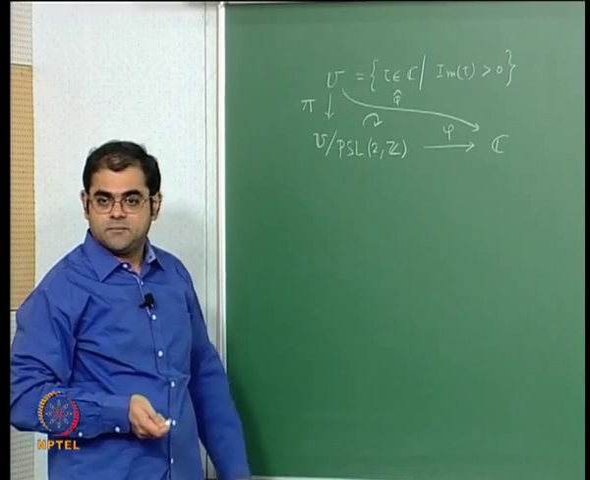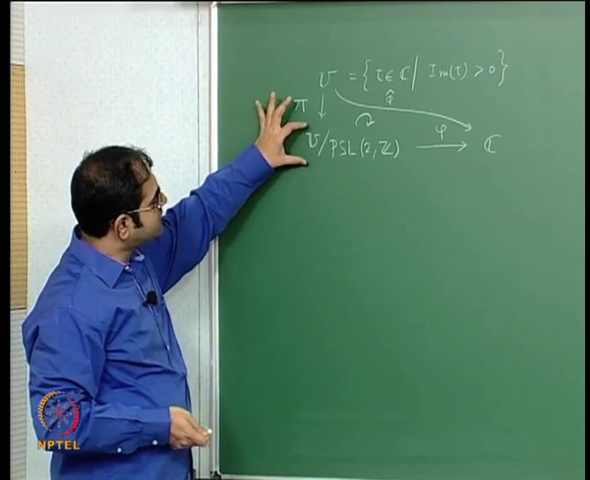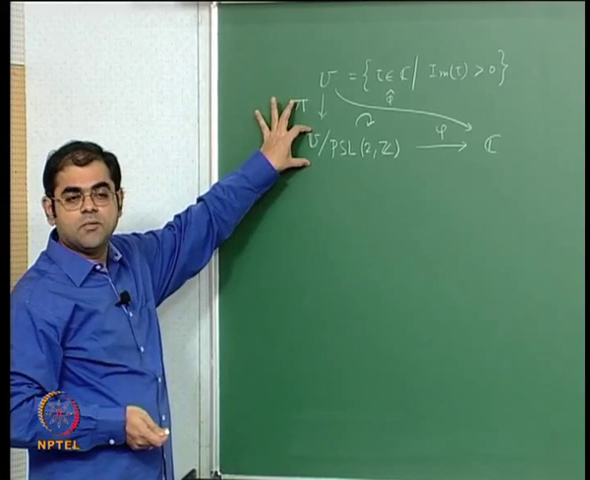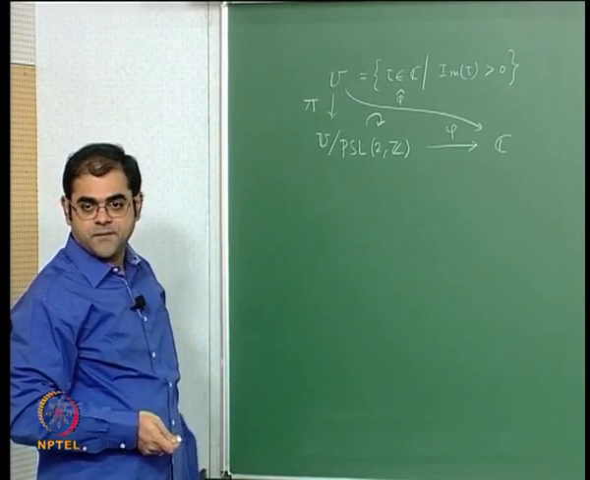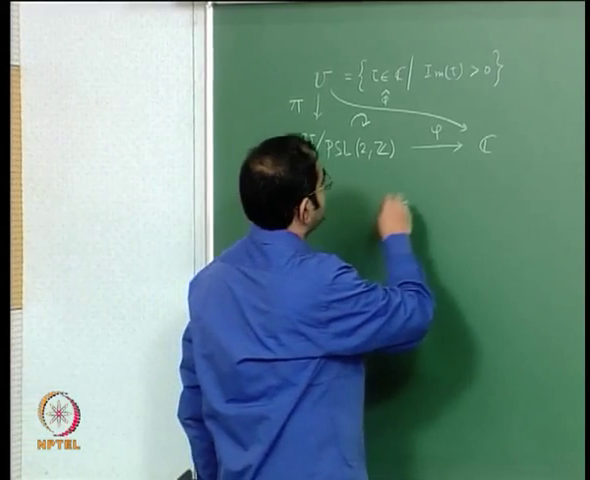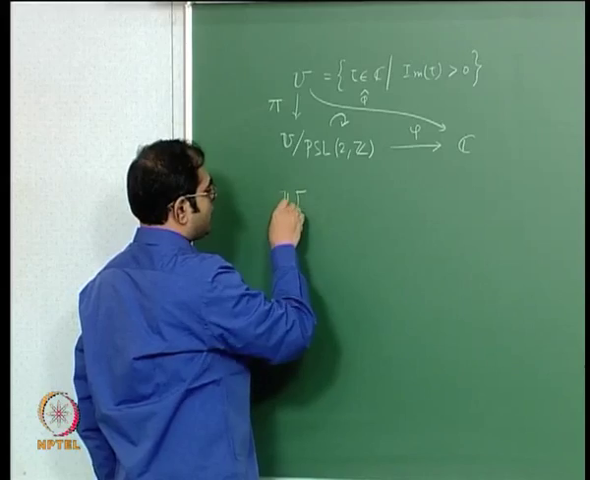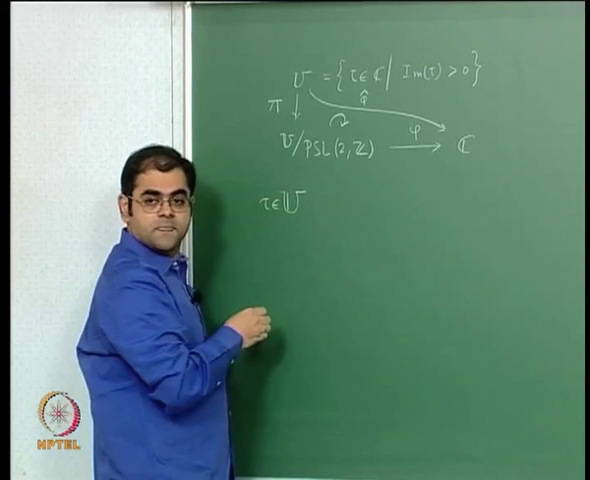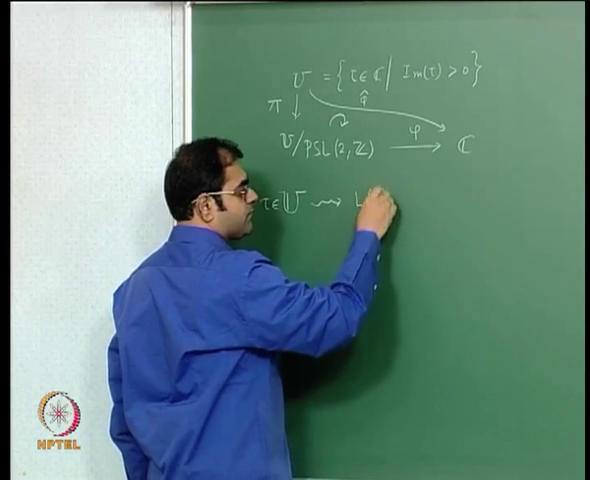So what does this mean? Let us go back and try to understand what this set U mod PSL2Z was originally, where it came from. If you remember, what we did was for every tau in the upper half plane we associated the lattice L of tau.